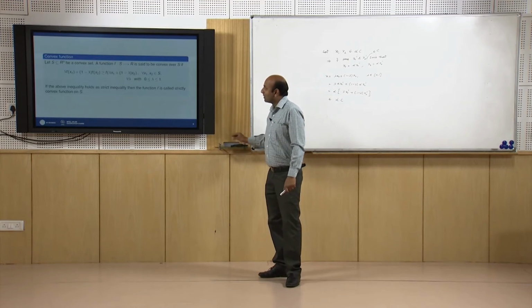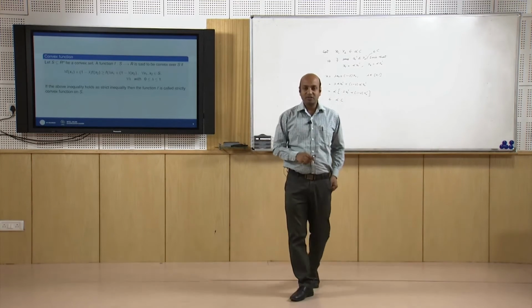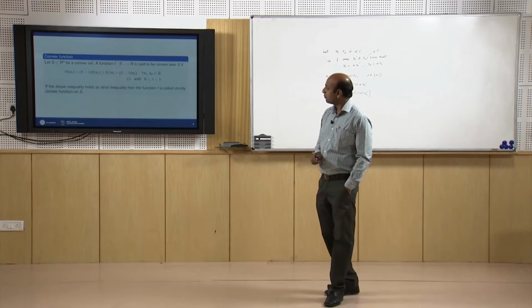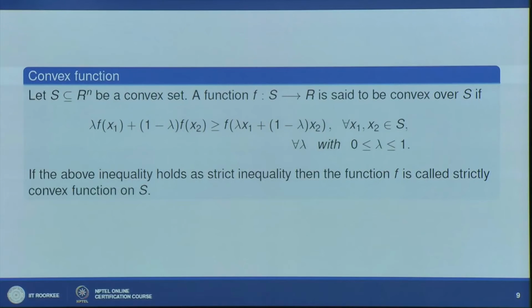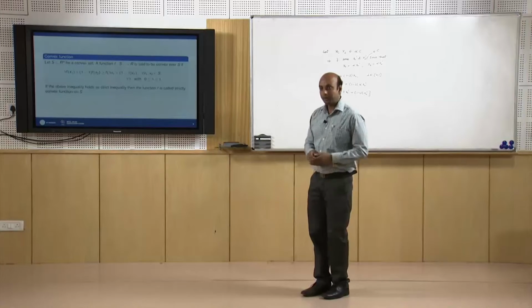So, now we have convex functions. What are convex functions? Let S be a subset of Rn, a convex set, and a function f from S to R is said to be convex over S if this condition holds for all x1, x2 in S, lambda between 0 and 1.